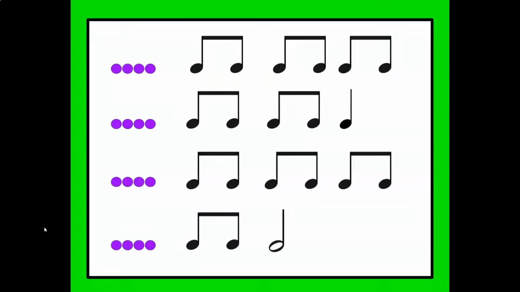Let's talk about this, and we are on these. Well, each line has four beats. Let me just say, this is a beat, two. This is a beat. This is a beat. So there's one, two, three, four beats in each line.